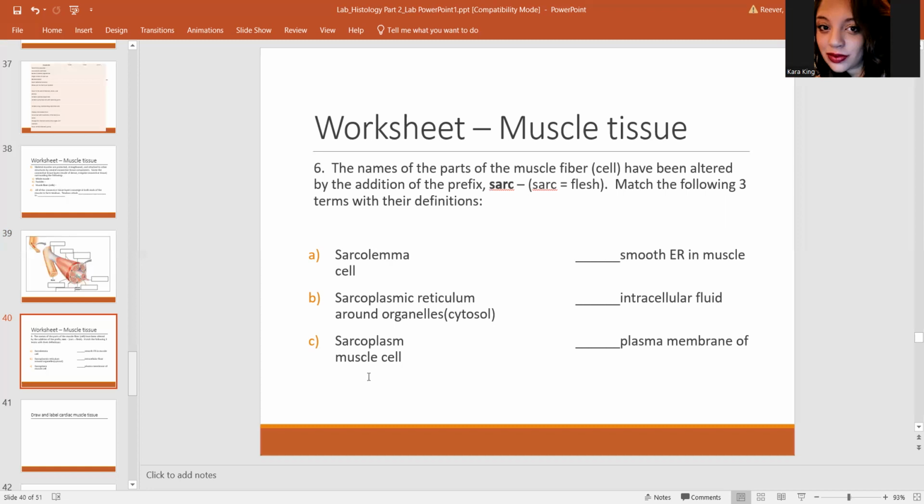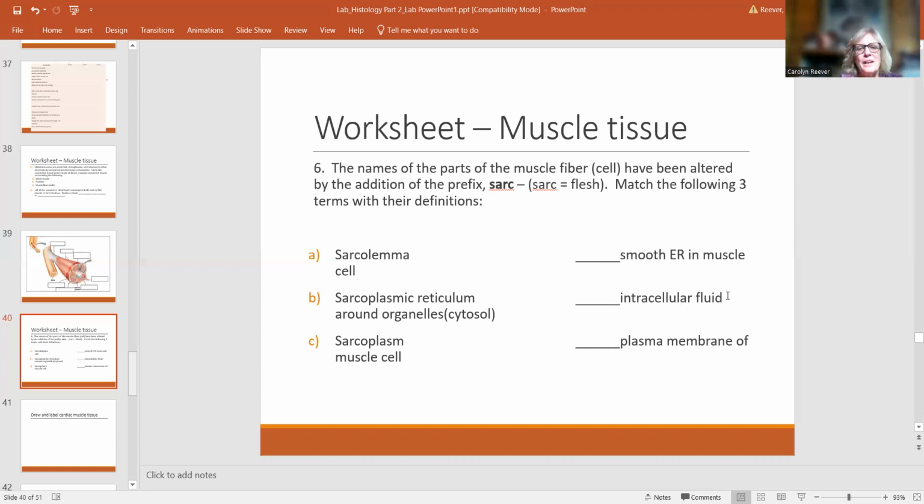And then the way that I can remember sarcoplasm is cytoplasm. Cytosol is the fluid inside the cytoplasm, right? So the sarcoplasm is the fluid. Cytoplasm, sarcoplasm, fluid. That's just the way my brain works. Intracellular fluid.